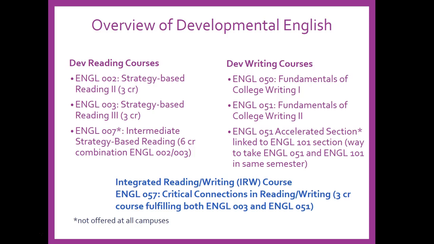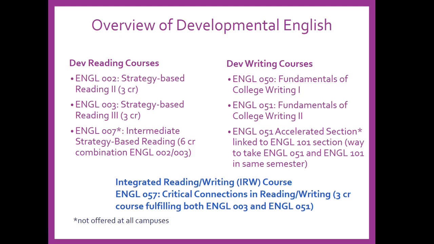In developmental reading, we have 3 courses that are offered. We have done away with English 001, the lowest reading level. Students will either place into 002, 003, or be eligible to take English 007, which is only offered on several campuses and is a combination of 002, 003 for 6 credits in the same semester.